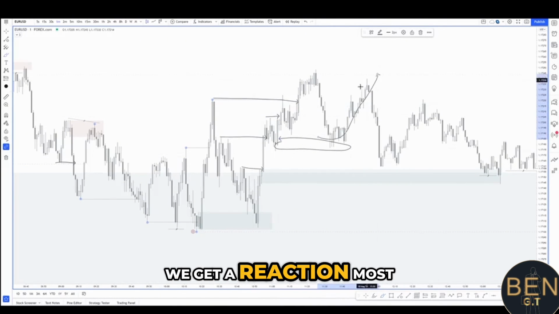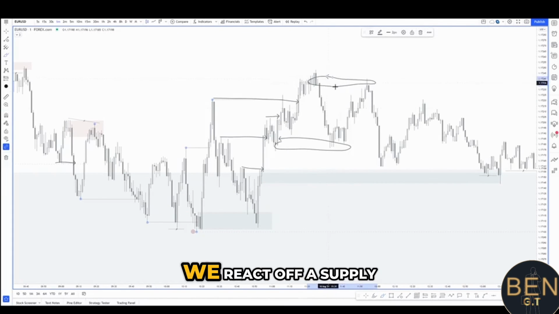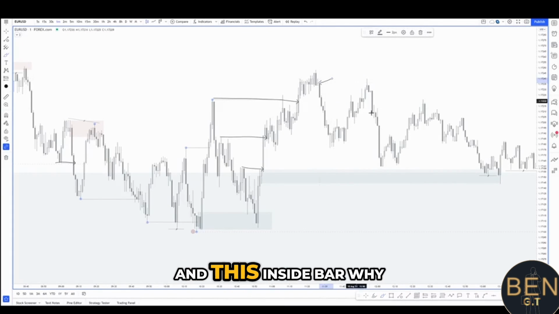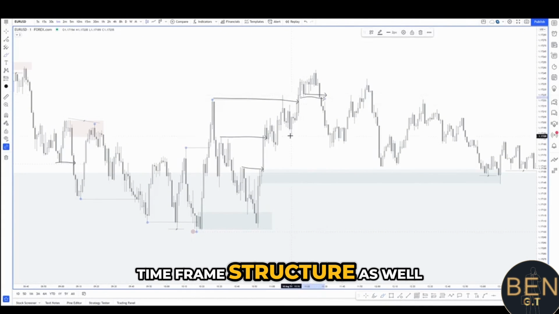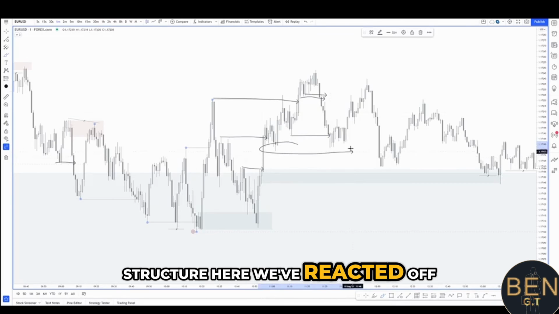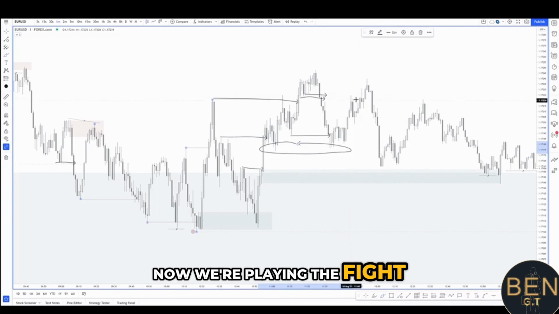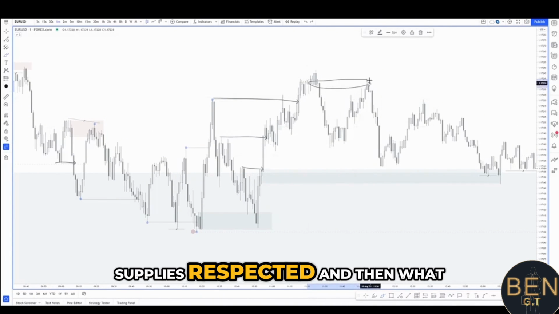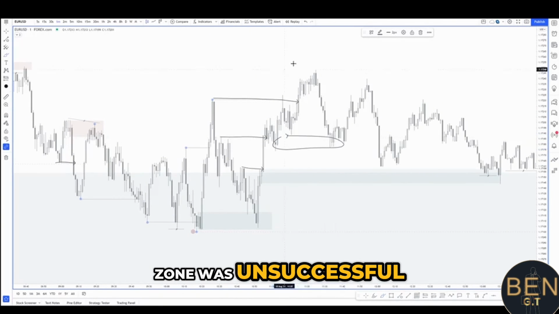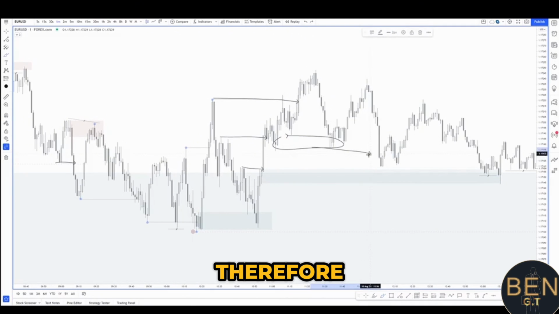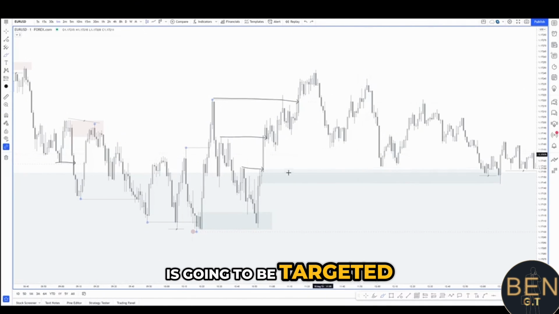We get a reaction and it moves to the upside, but where do we react off of? We react off of supply right here in this inside bar. Why is that inside bar valid? Because we've broken lower time frame structure as well as structure here. We've reacted off a demand zone. So now we're playing the fight between supply and demand. Supply is respected, and demand fails because this demand zone was unsuccessful in taking out this high. Therefore, more than likely, the low is going to be targeted.